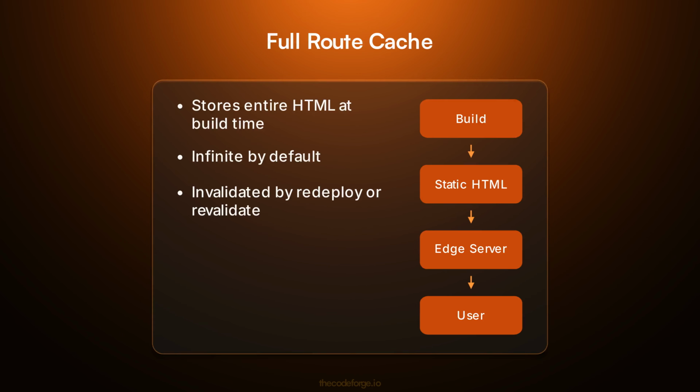The data cache defaulted to no store in Next.js 16, but the fetch calls lacked explicit revalidation, causing stale prices to be served from the full root cache without any freshness check.